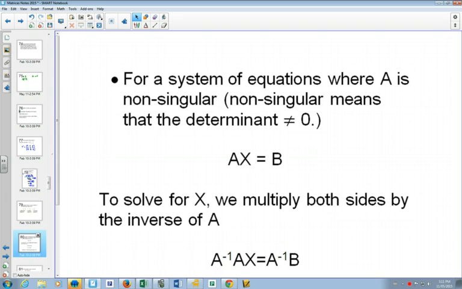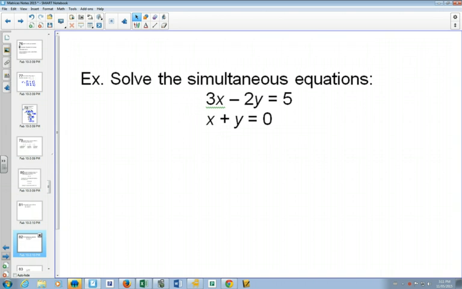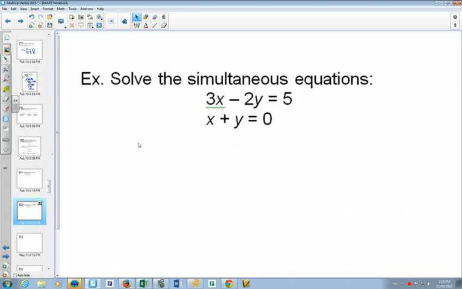So here we've already done this. This is just an explanation of what we did, where we multiplied A inverse on both sides to figure things out, and we solved this system of equations. So here's another one for you to try using inverses. So here's the answer, so you can check.